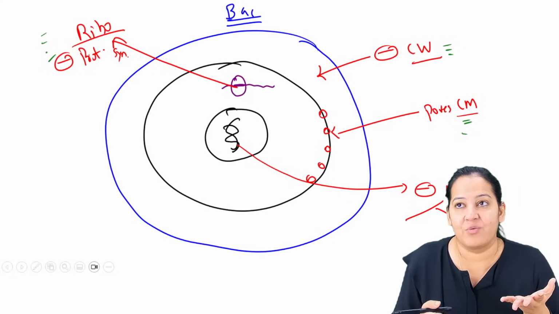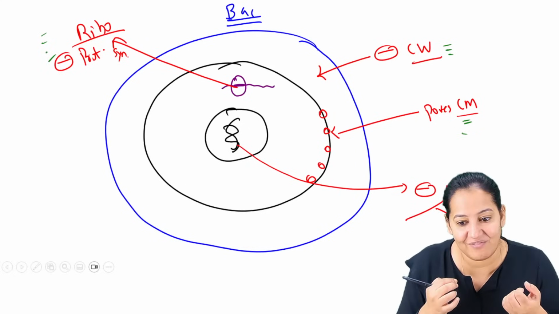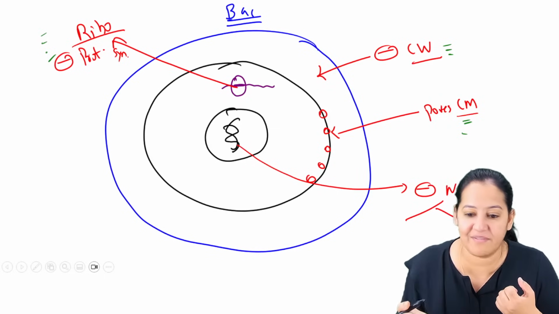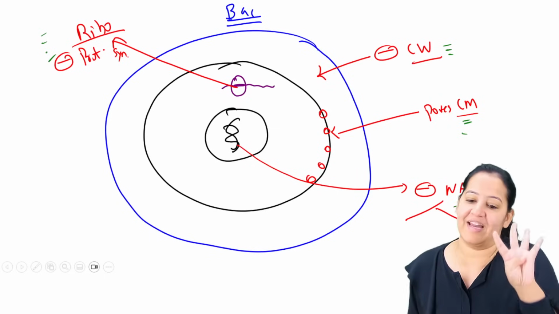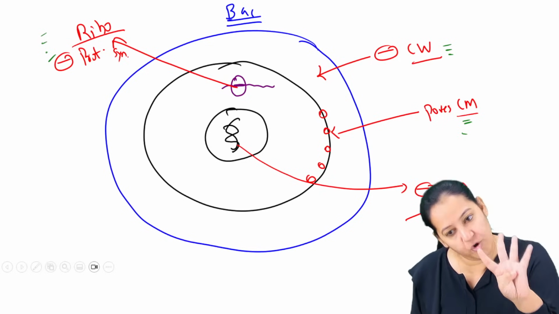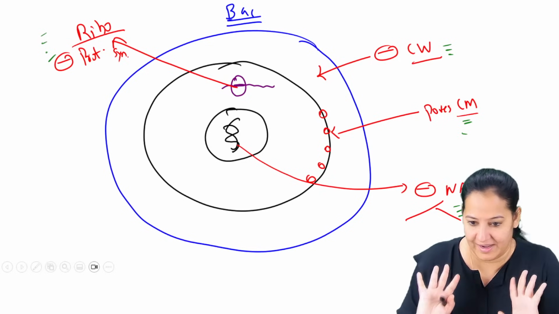The mechanism of action. What is the mechanism of action of penicillin? What is the mechanism of action of sulfonamide? What is the mechanism of action of tetracycline? Currently, our question is based on mechanism of action. There are only 4 mechanisms of action. I will give you the list of the drugs. You have to learn that.